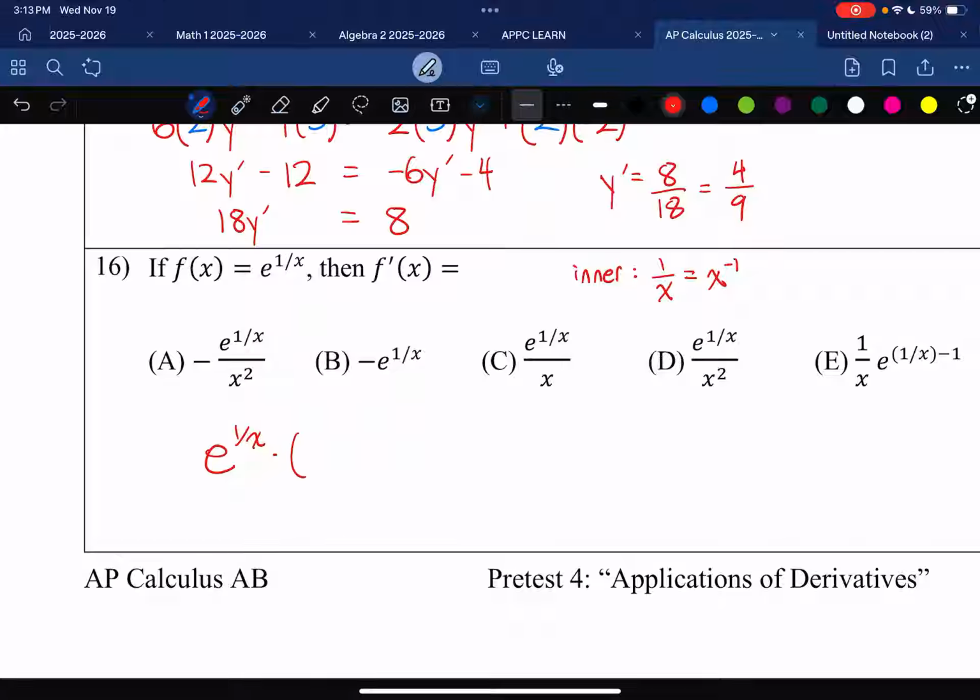The derivative of x to the -1, again, this is powerhouse. The negative comes down in front. I'm going to say negative x to the power of, I go down a power. If I am already at -1 and I go down a power, that's -2. And now I have my answer. I just need to find the right form.